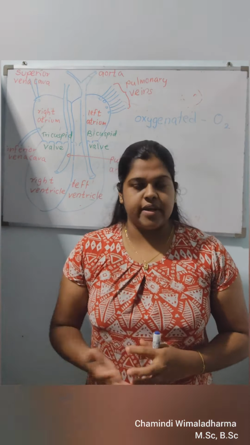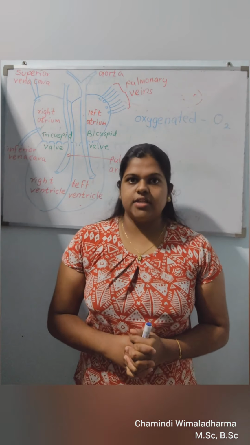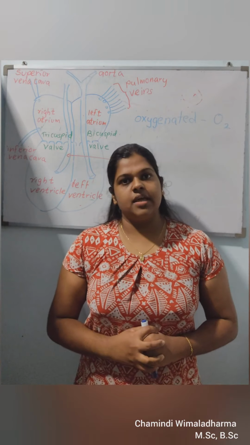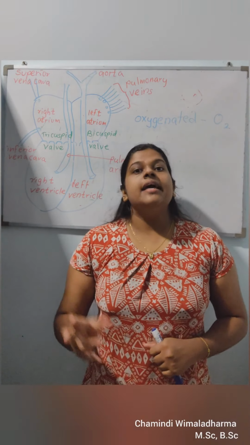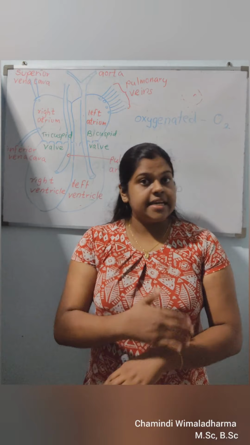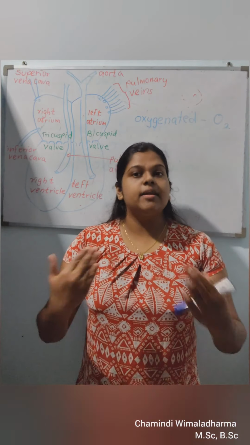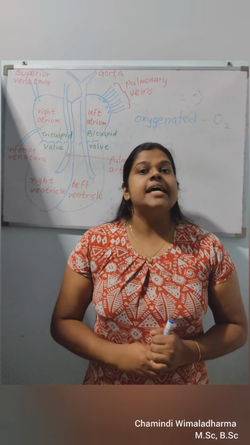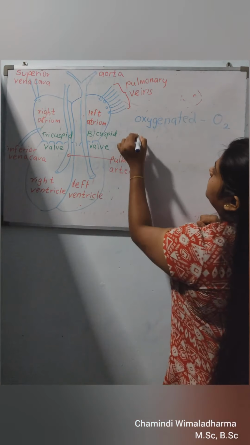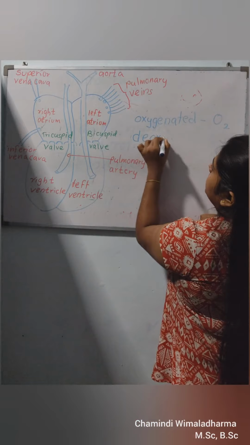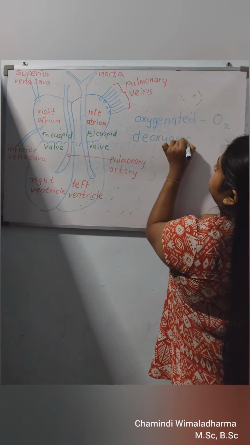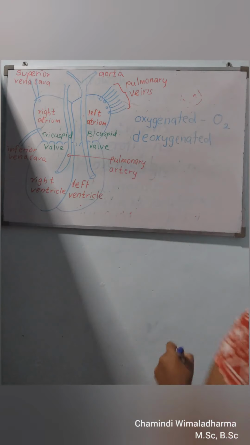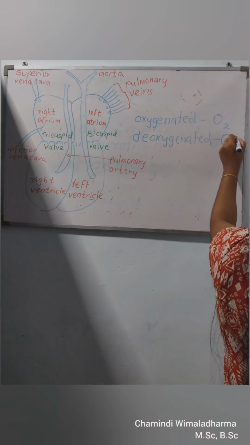The other type of blood: we know that each and every cell inside our body does respiration. Because of respiration, carbon dioxide is produced as an excretory material. When the blood comes to each and every cell, this carbon dioxide gets mixed with that blood. We call that type of blood deoxygenated blood. So deoxygenated means it has carbon dioxide.